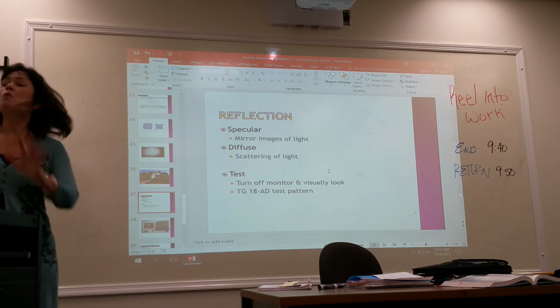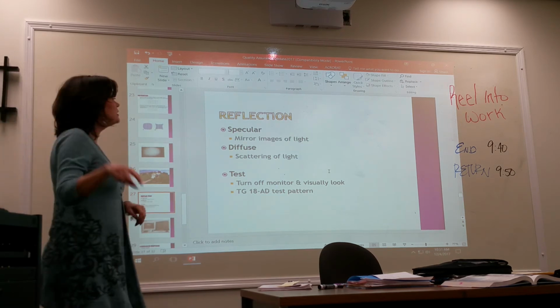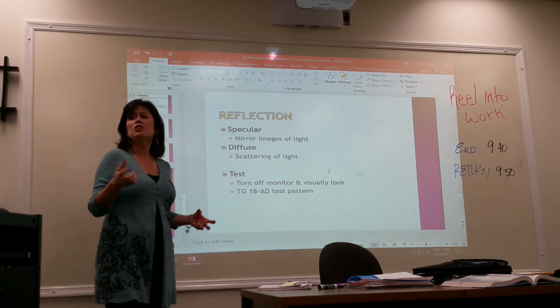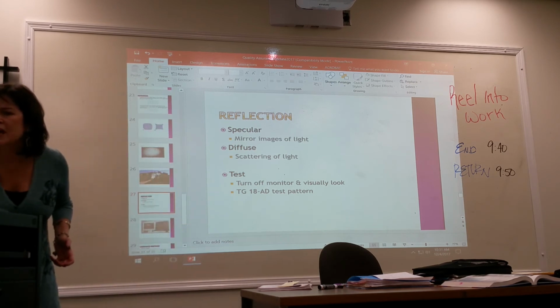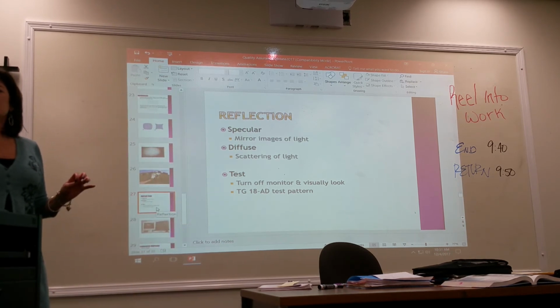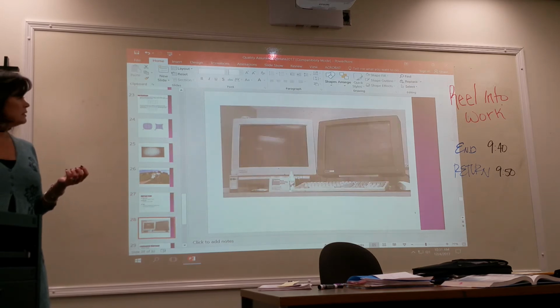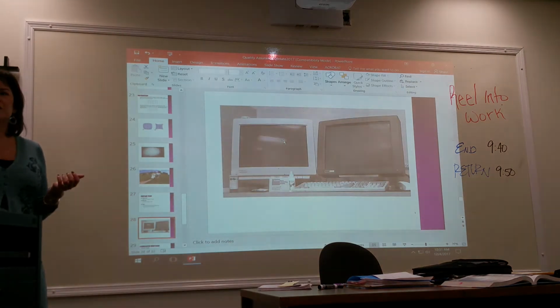Okay, reflection. Reflection of the monitor. This is important also. Look in your book. There are some pictures, which I have. Specular and then diffuse. And so here's one. And so you have to turn the lights off to look at that.